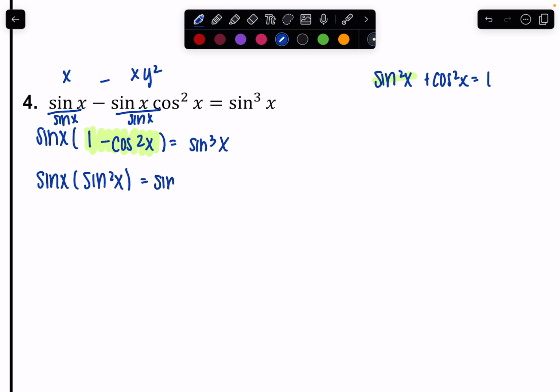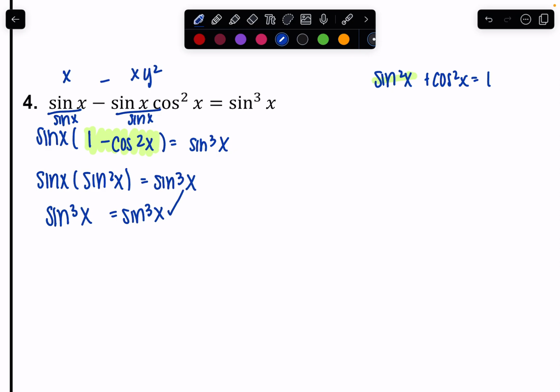And so that allows me to now have like terms that I can multiply, right? So I can multiply sine times sine squared. So I have sine to the first power, sine times sine to the second power. When we multiply exponents, we really add them. So this would be sine cubed x equals sine cubed x. I have proven it, okay? So that is an option as well.